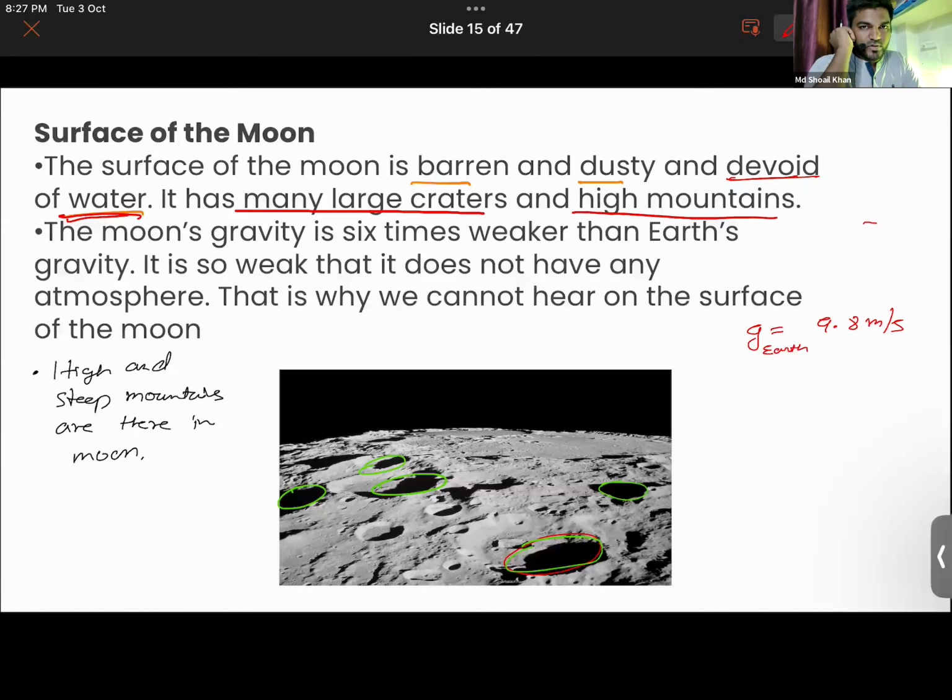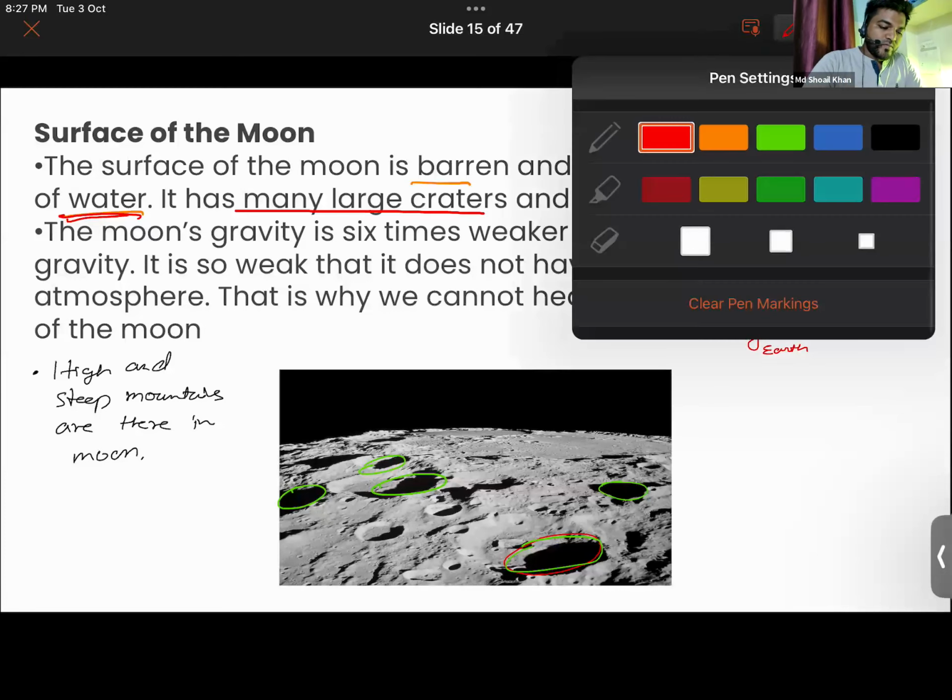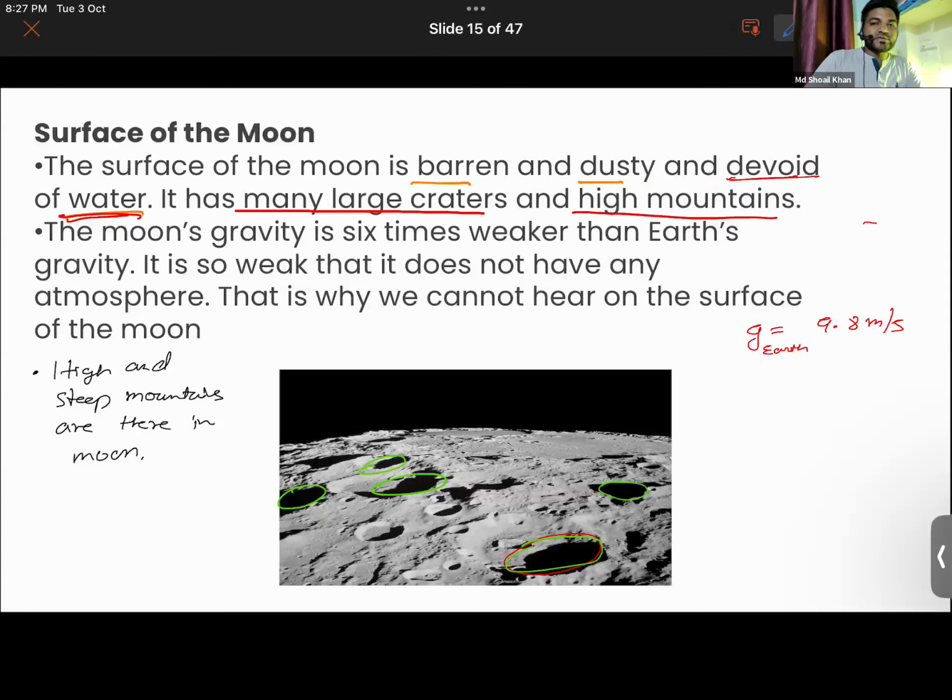While the force of gravity on the moon becomes just 1/6 of earth. Getting it now? So 9.8 divided by 6 will give you the gravity on the moon. That gives you how much? Almost 1.6 something. We can approximately say it to be 1.6 meters per second squared. So this is our force of gravity, right?